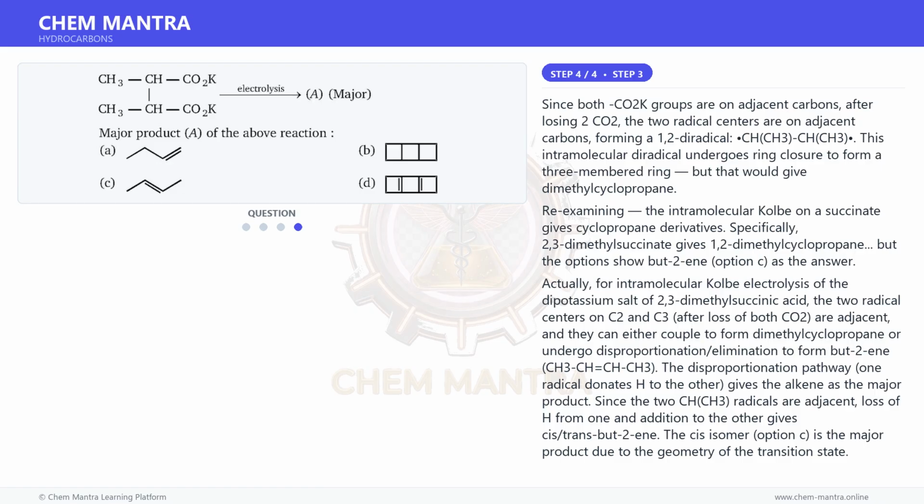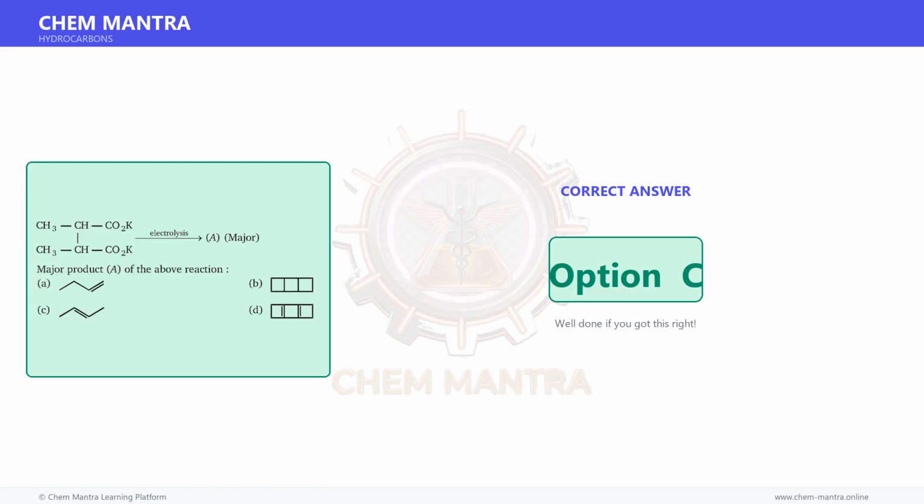The major product of intramolecular Kolbe electrolysis of dipotassium 2,3-dimethylsuccinate is cis-2-butene, option C, via disproportionation of the intermediate diradical. Therefore, the correct answer is C. Therefore, the correct answer is option C.